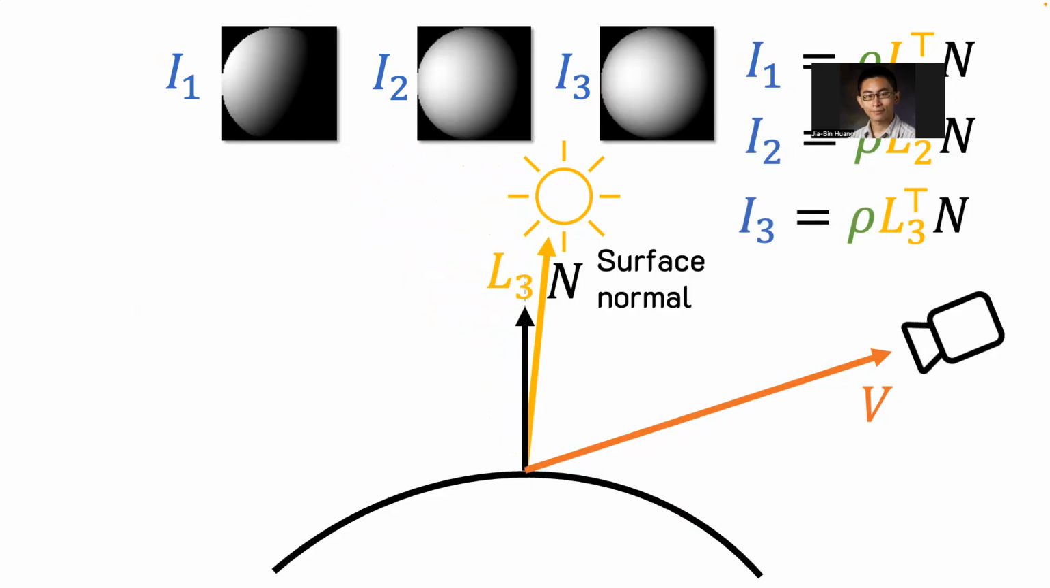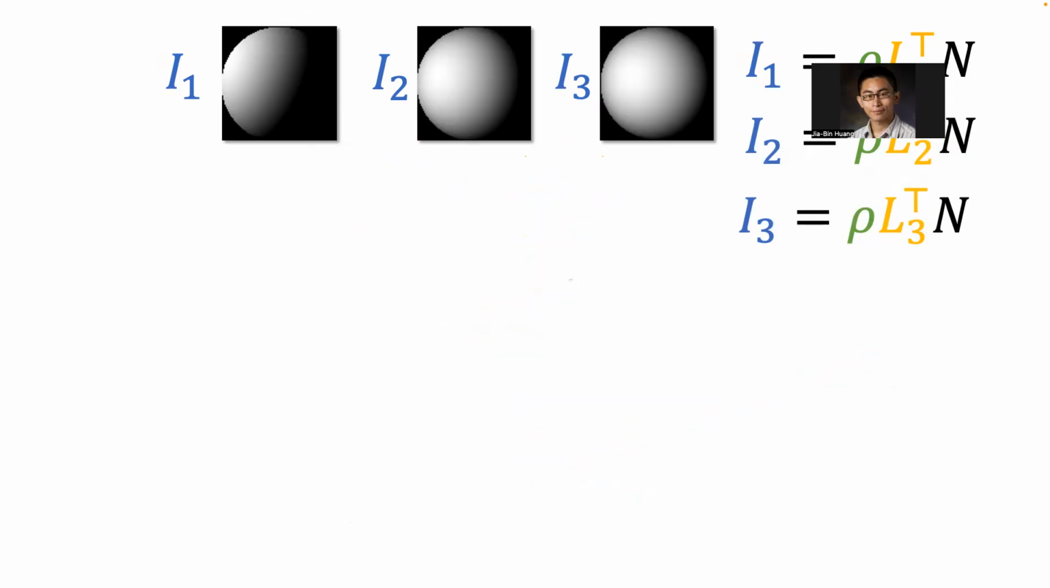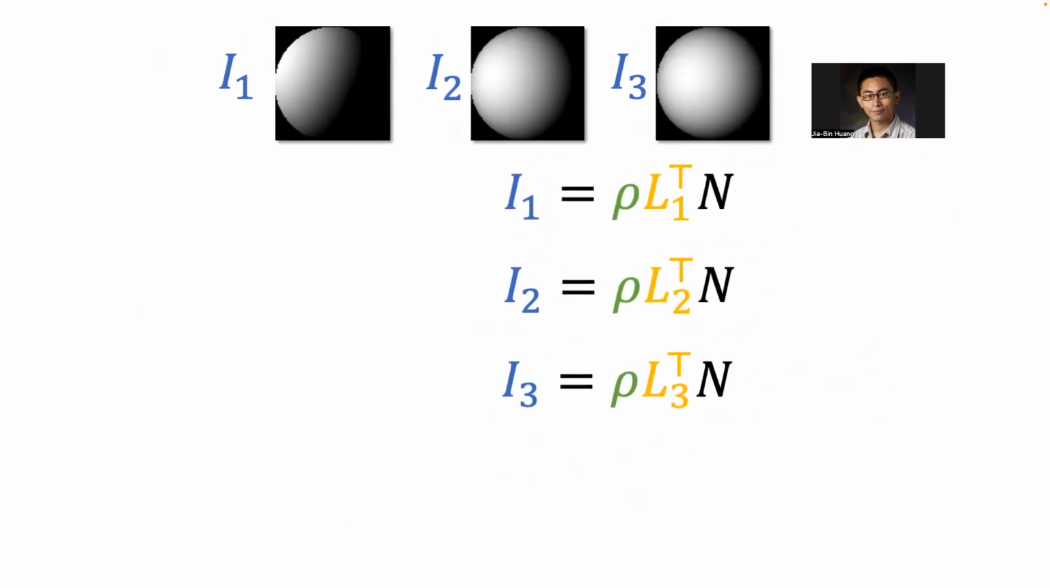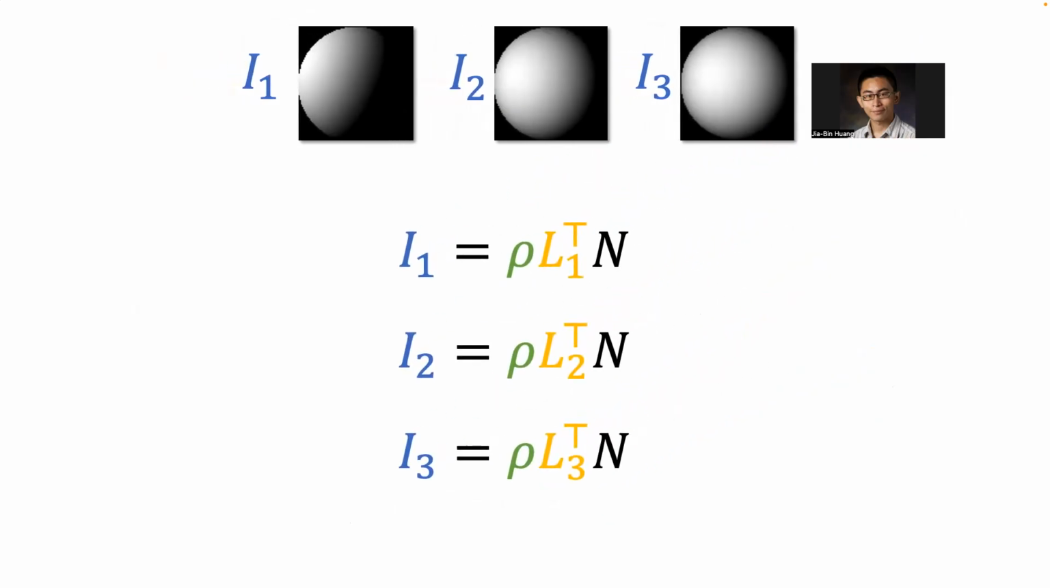So by this simple modeling, here's what it looks like. Now you have these three equations, but it's not clear how things will work, so let's move these three equations here. These are the three equations. This equation is valid for every single pixel. For every single pixel, you have this pixel's intensity I1 equal to rho times L1 dot n, where n is the surface normal of that pixel.